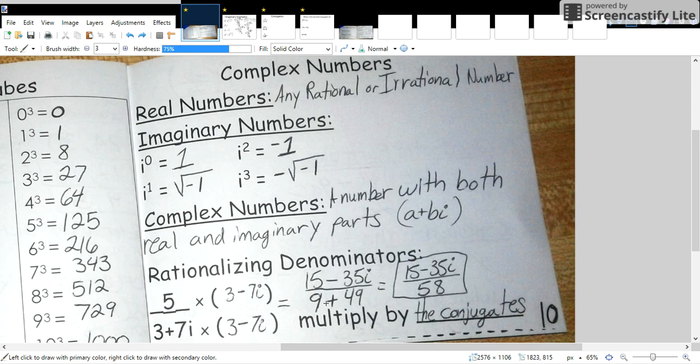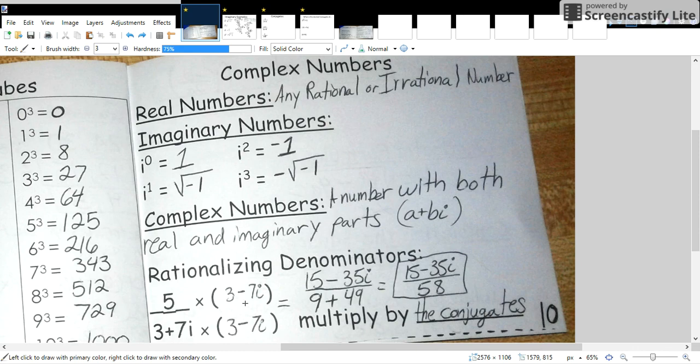So 3 times 3 is 9, and 7i times negative 7i is 49. Because remember, i times i is negative 1, so it makes the negative cancel out. For your inner and outer, where you're doing the FOIL, they will cancel out. You'll basically have 21i minus 21i. That's why there's no middle term.